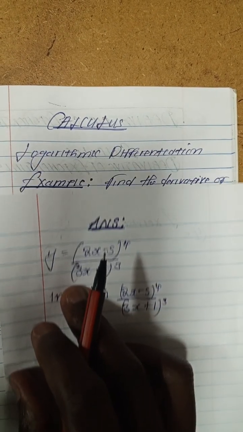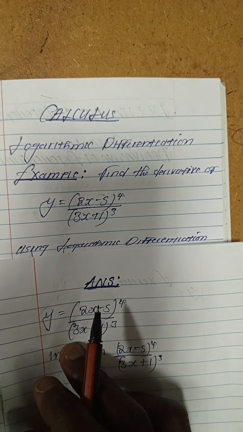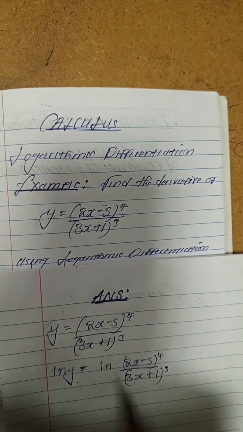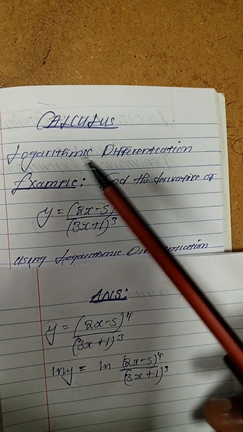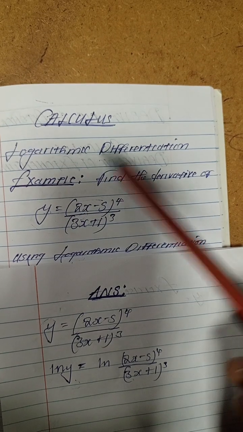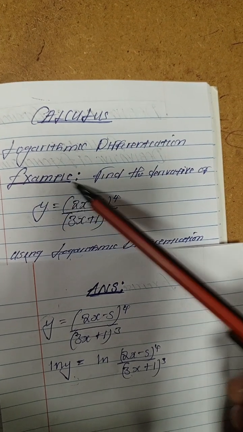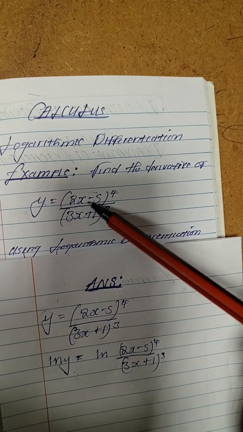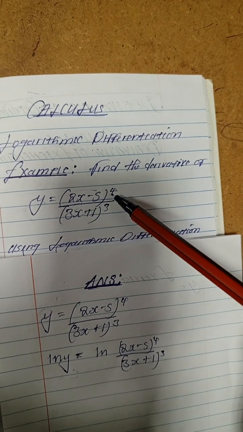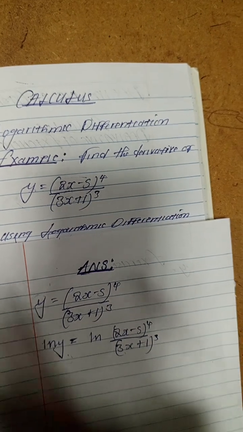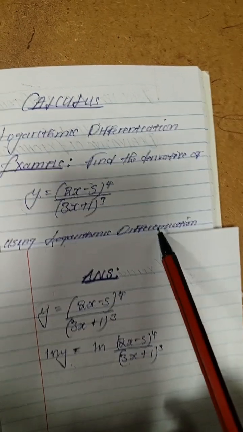We are still looking at calculus, and under calculus we're going to talk about logarithmic differentiation. We all know that you are now aware of logarithmic differentiation. So we've been given this example which says: find the derivative of y = (2x - 5)^4 / (3x + 1)^3 using logarithmic differentiation.